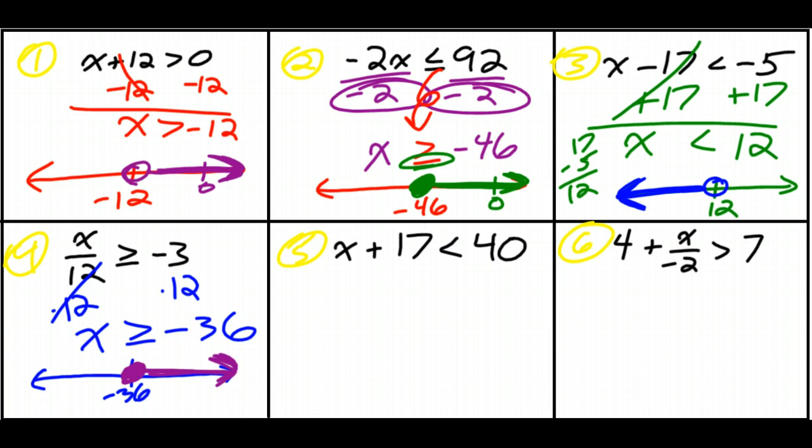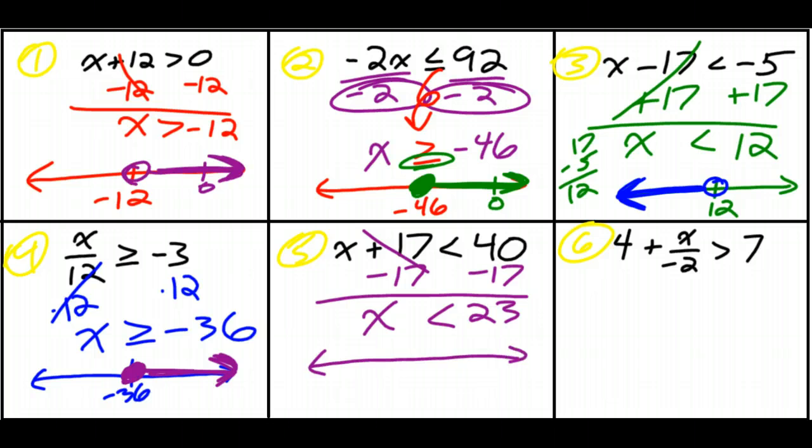For number 5, you need to subtract 17 from both sides to get x is less than 23. 40 minus 17 is 23. Again, drawing our number line, 23 is the number that we're interested in. Open circle because x is strictly less than. 23 is not part of this solution because 23 is not less than 23. It is less than or equal to itself. And an arrow in the lesser direction, or through 0. 0 is less than 23.